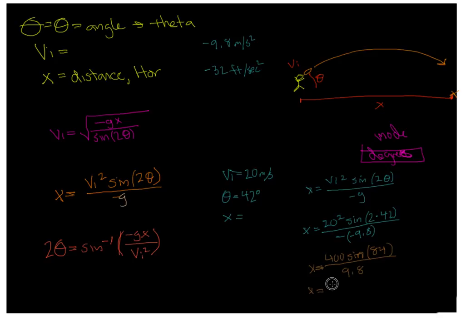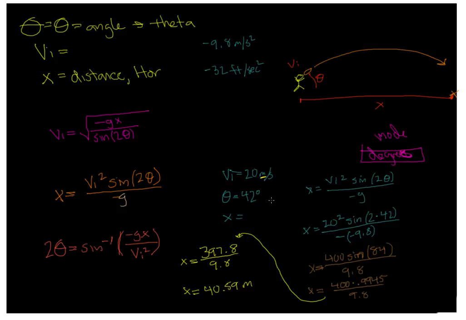x equals, on the top now, 400 times 0.9945 divided by 9.8. I'm slowly running out of space here, so I'm going to bring this up over here. I take that 0.9945 and multiply it by 400, and my numerator is now 397.8 divided by the 9.8. That equals x. So 397.8 divided by 9.8, I get an x distance. This ball is going to go 40.59 meters. How do we know it's meters? Because we started with a distance in meters at the beginning.